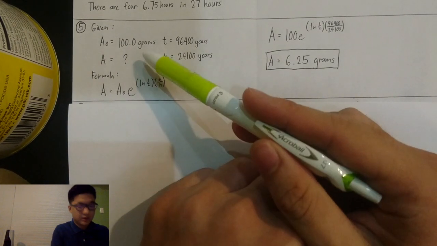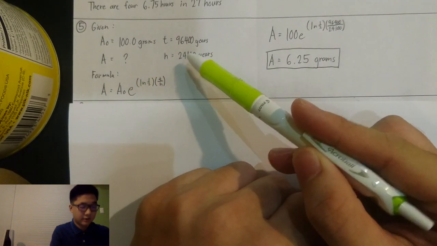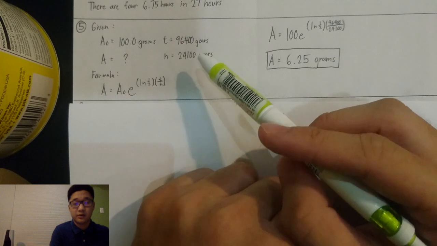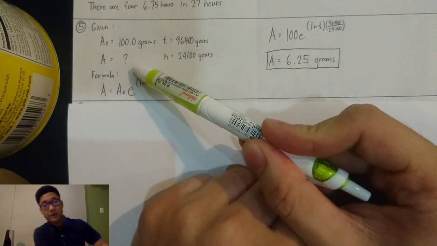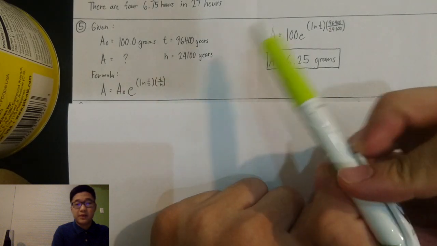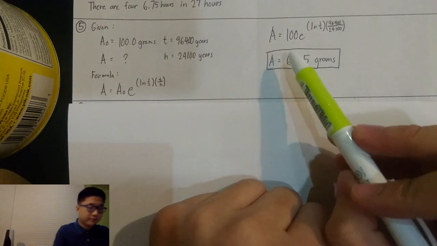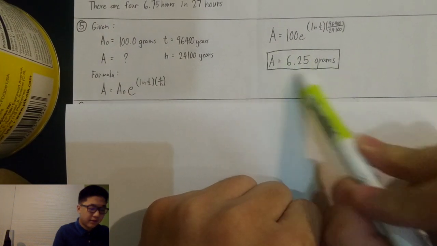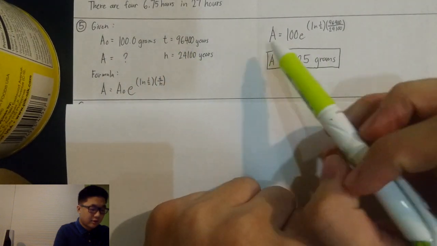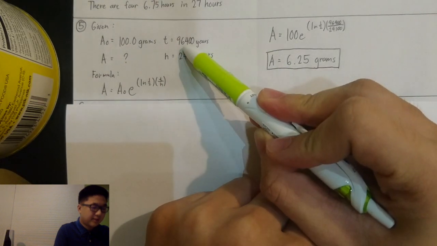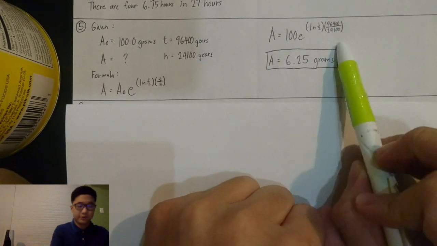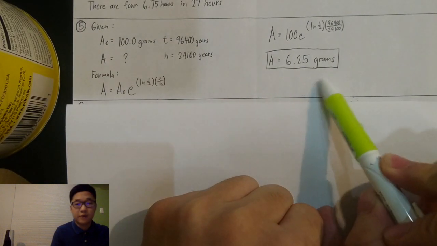So the given is that the original amount is 100 grams. The time is equal to 96,400 years. The half-life is 24,100 years, and we are required to find the amount after 96,400 years. So using the formula, A is equal to A sub 0 times e raised to ln(1/2) times t all over h, you can get this value. So what we do first is we plug in the variables. So 100, then we put the 96,400 here, then we put the 24,100 here, then using our calculator, the final answer would be 6.25 grams.